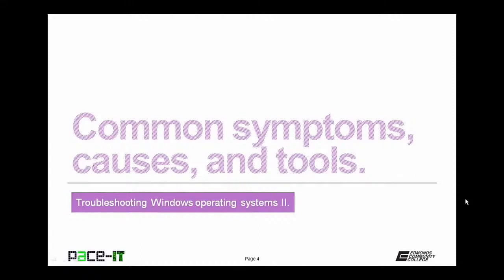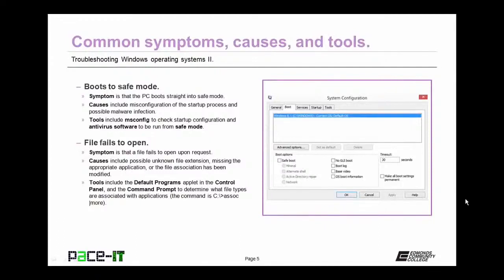Let's begin this discussion with symptoms, causes, and tools. The first symptom we're going to talk about is your PC boots automatically into safe mode. The usual cause for this is a misconfiguration to the startup process and/or possible malware infection. To check to see if it's a configuration issue, use msconfig to check the startup configuration. And if that's not the problem, then you need to work with your antivirus software and run it in safe mode so that it can remove the malware.